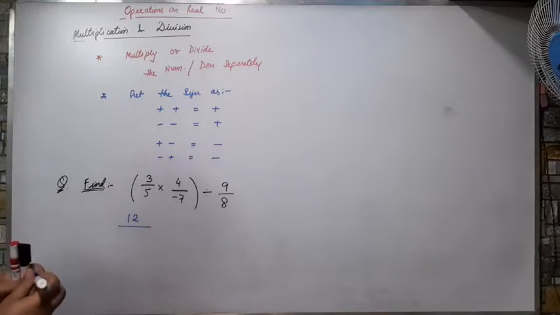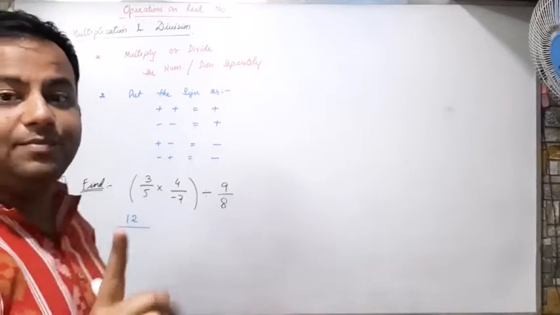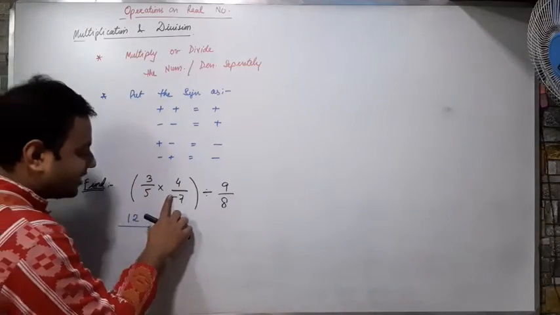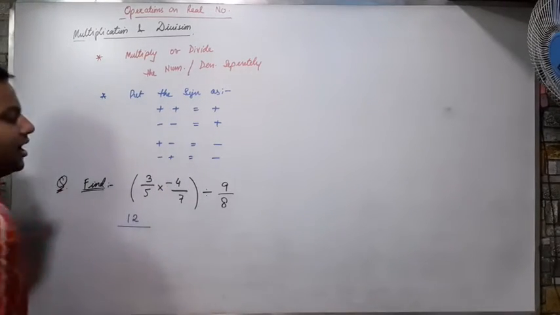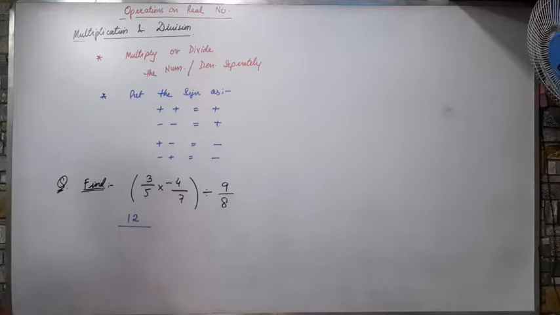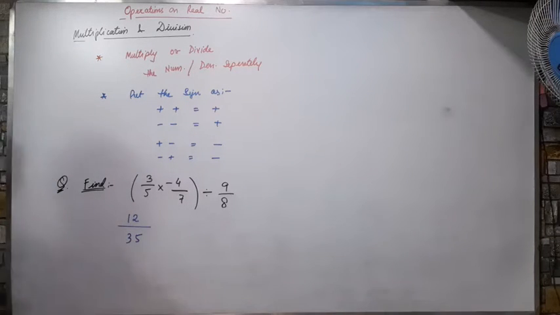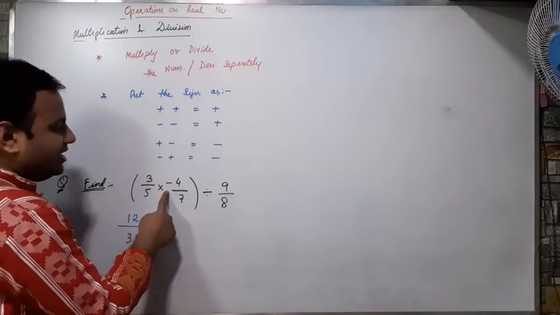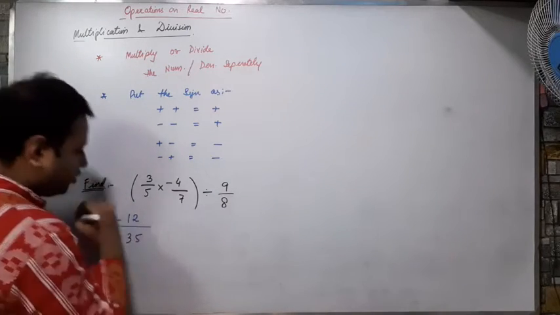Now, one more thing. Before doing this, I told you that the denominator must be free of any negative sign. So if you are getting a negative sign in the denominator, make sure that you convert it and put the negative sign on the numerator. Okay? So what is the value? 3 into 4 is 12, 5 into 7 is 35. Now I have to put the signs. Here the sign is positive, here the sign is negative. So positive and negative gives a negative. My answer is minus 12 by 35.